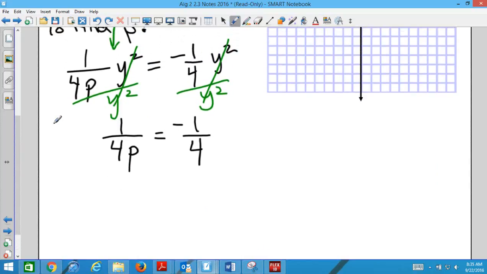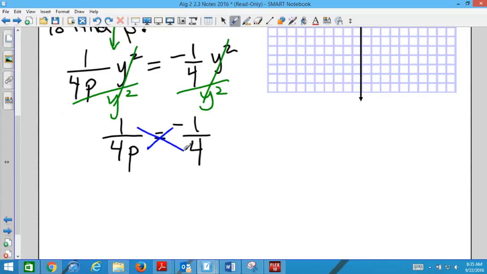Now to solve, to find p, there are many different ways you could do this. And as long as you're getting p, I don't mind that you choose a different way than I do it. Just going to show you the way that I think is the easiest, and that is to just cross multiply and solve.